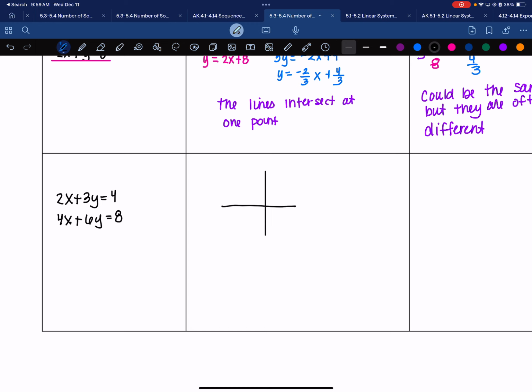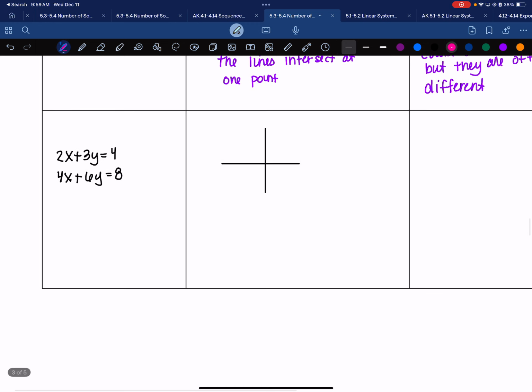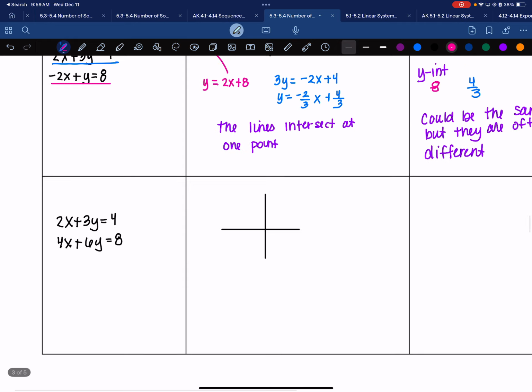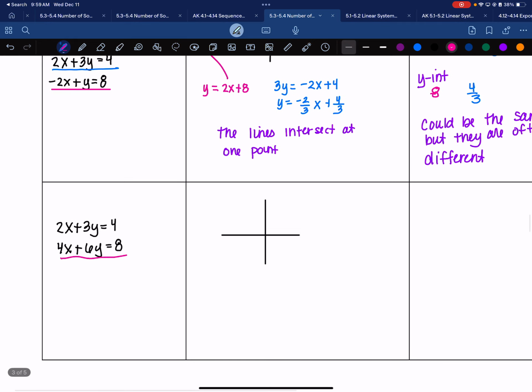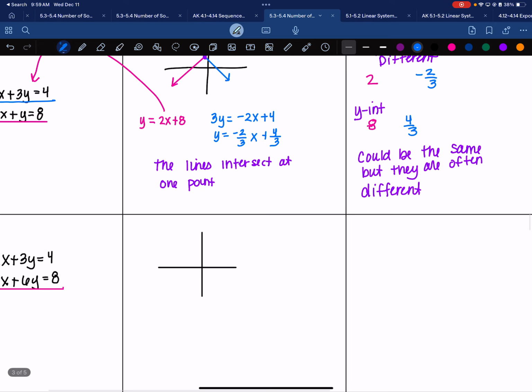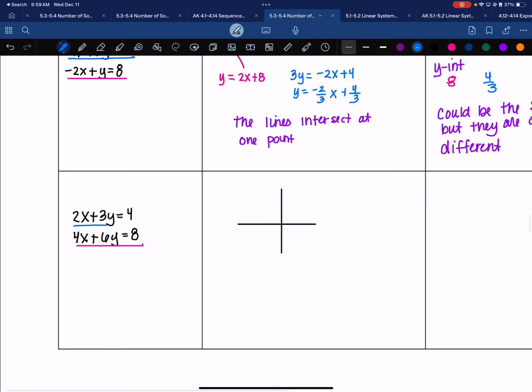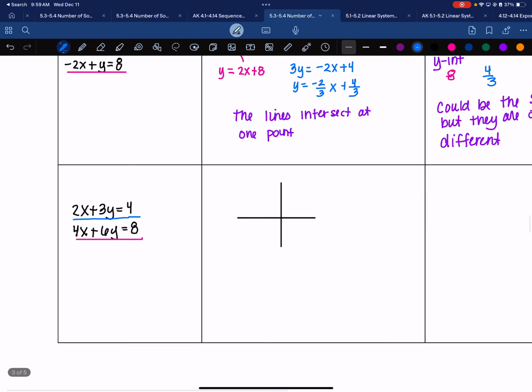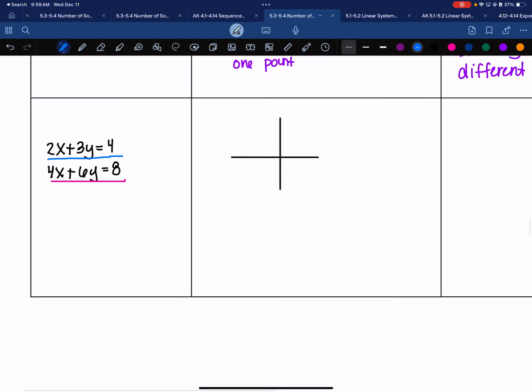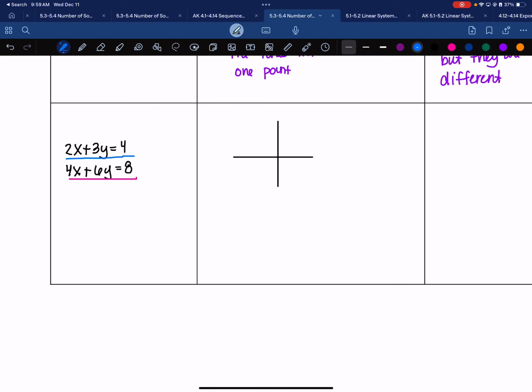Let's look at the graph. So we would put it into slope-intercept form. Which one do you want to do first, Justine? Okay, so we would get 3y equals negative 2x plus 4.